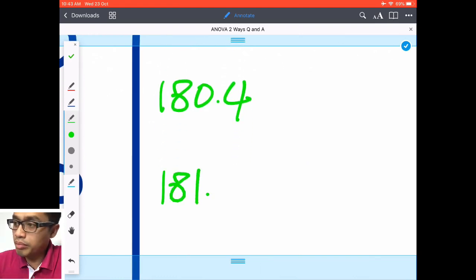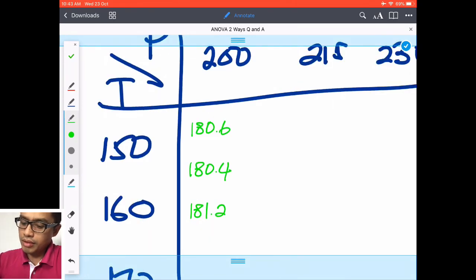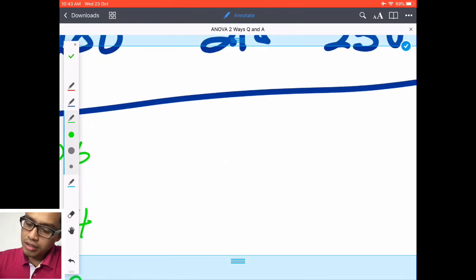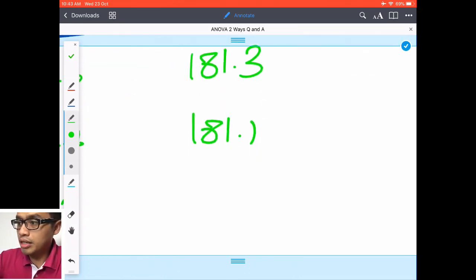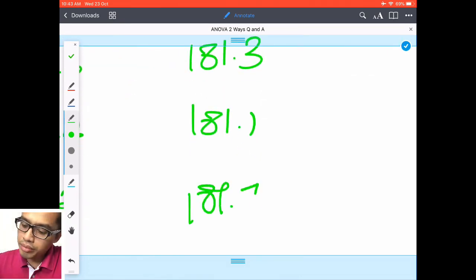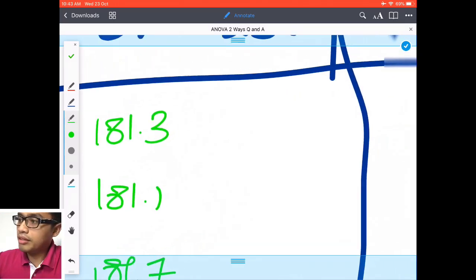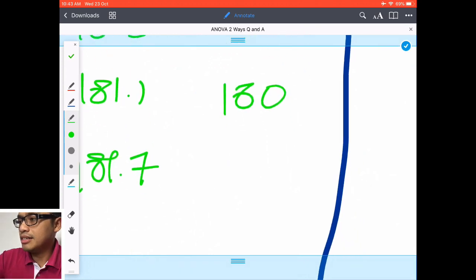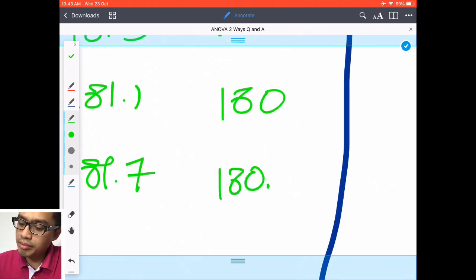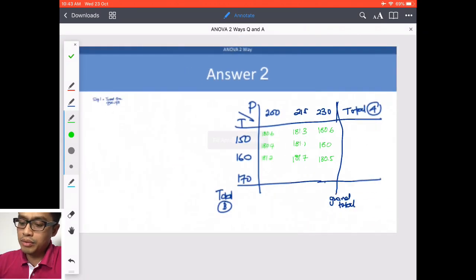180.4, 181.2. For this one, 181.3, 181.1, 181.7. And this one, 180.6, 180.5. And afterwards, step 2.